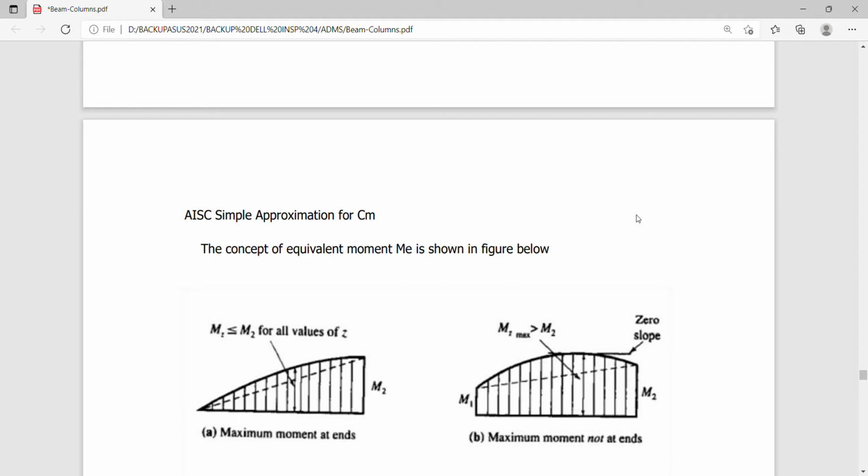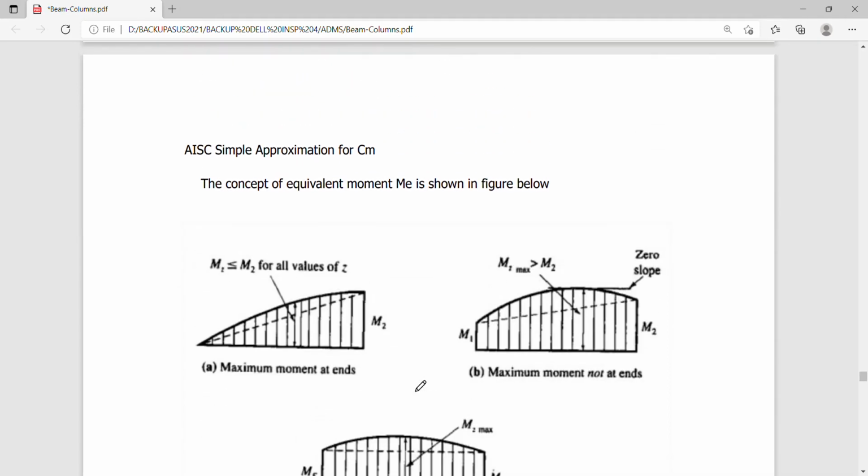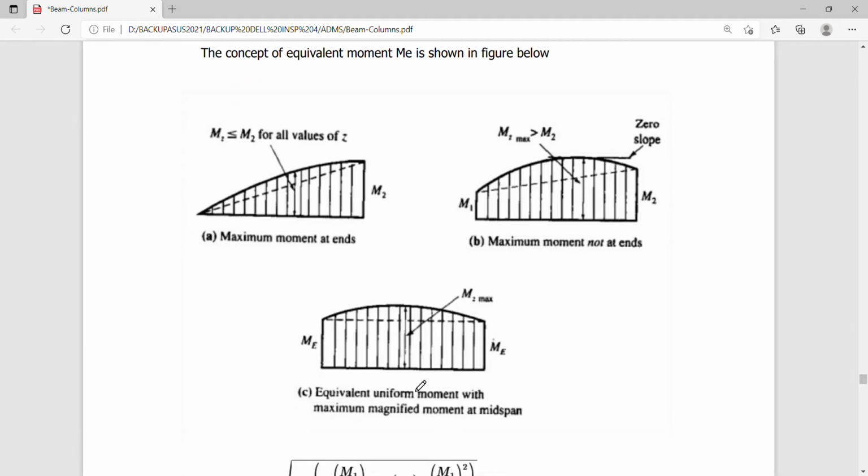an equivalent moment ME is here to be presented. Shown below are our moment diagrams upon which an equivalent moment may represent the value of Cm to be used for the moment amplification factor determination.